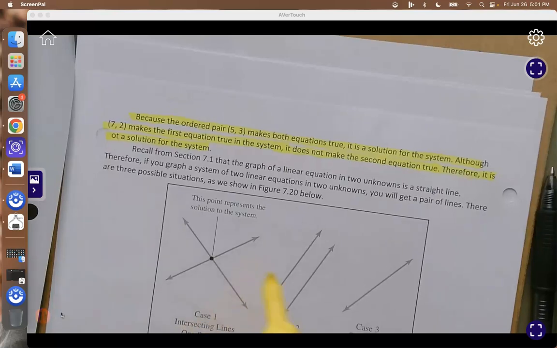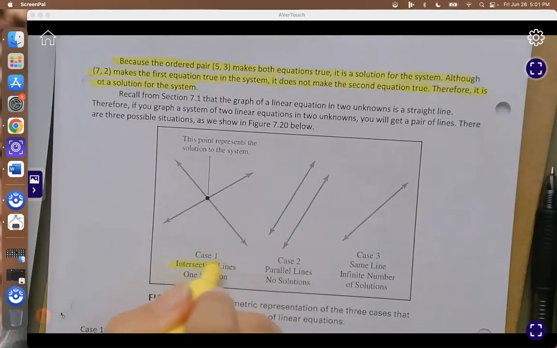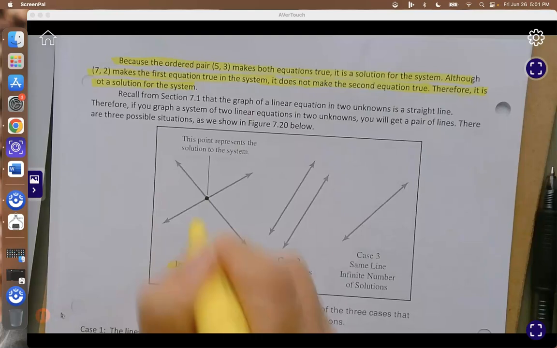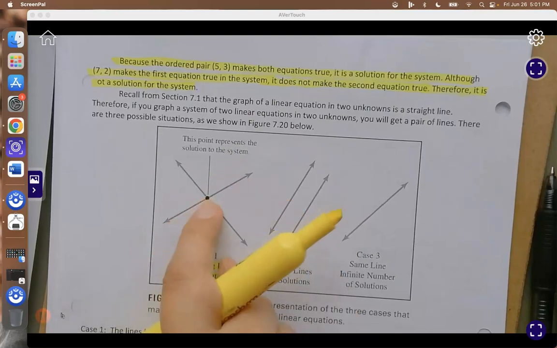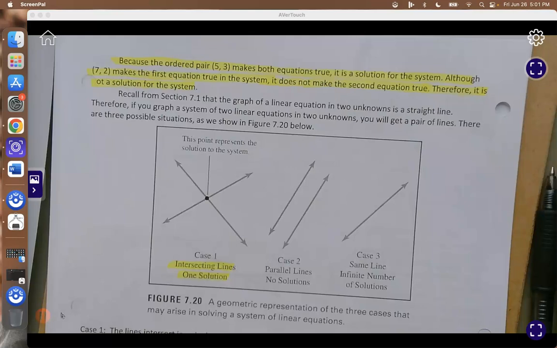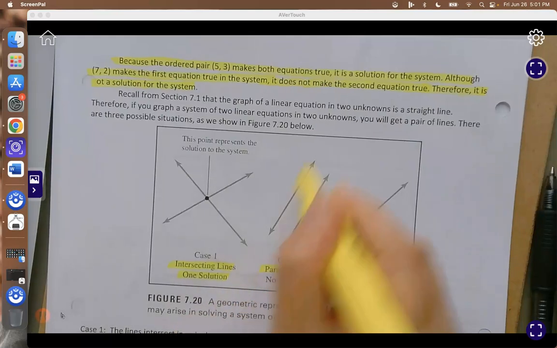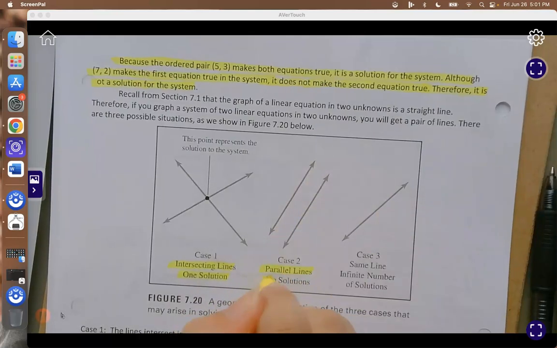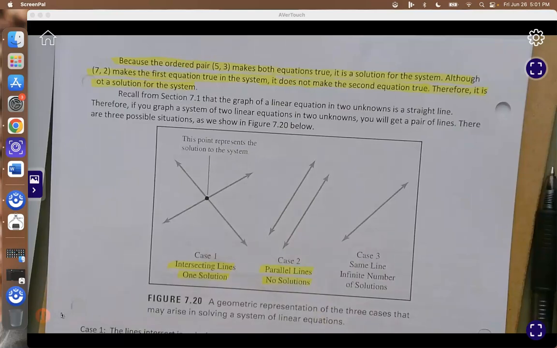Case 1. If you have two lines, there are only 3 things that can happen. They can intersect and have one solution. This point represents the solution. You could have parallel lines, lines that don't touch, and if they don't touch, they have no solutions. Or, as we've talked about before, once you get y by itself and reduce it, it may turn out to be the same equation, so it's the same line, so they have an infinite number of solutions. Those are the only 3 things that can happen.